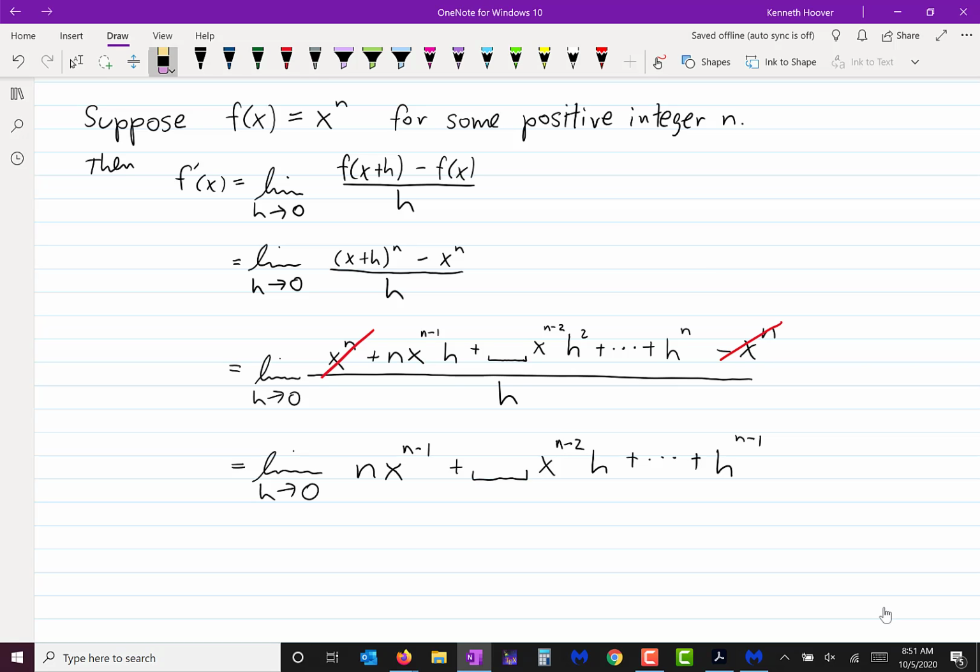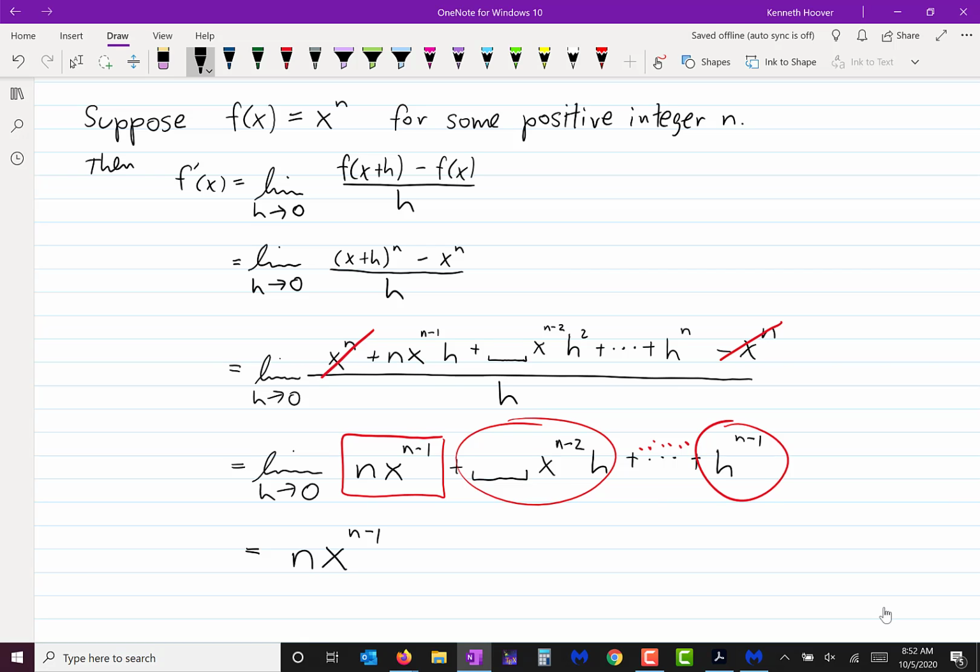Now let h go to 0, and what do you notice? All of this stuff here disappears, all of that disappears. The only thing that doesn't disappear is this thing, because there's no h. And so that's going to be what we end up with: n times x to the n minus 1. That's the derivative of x to the n.